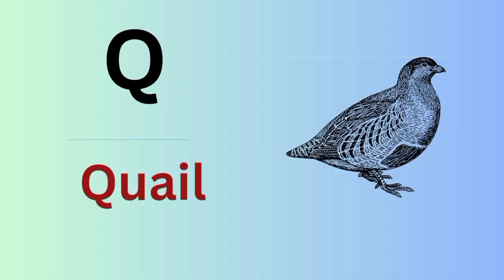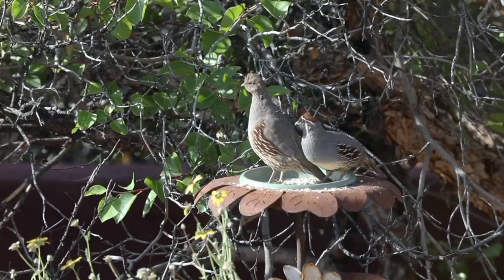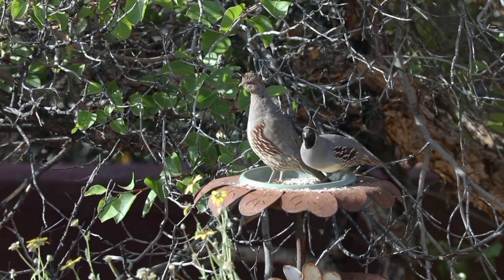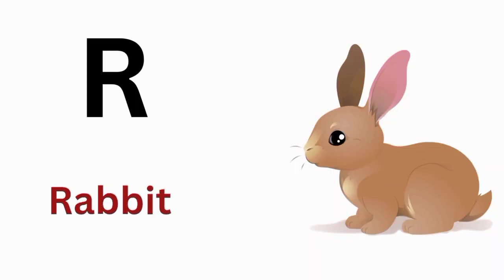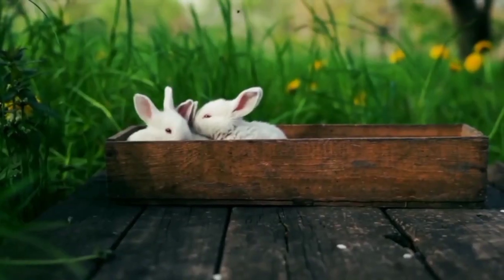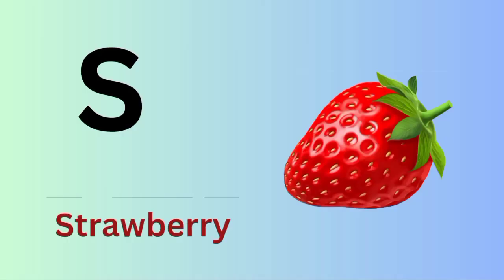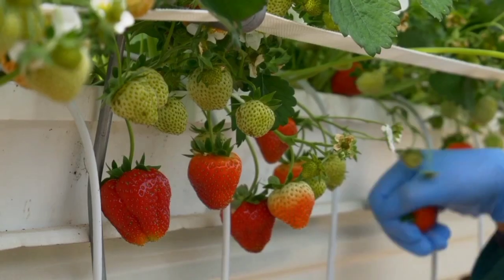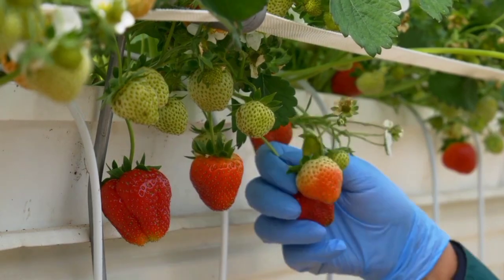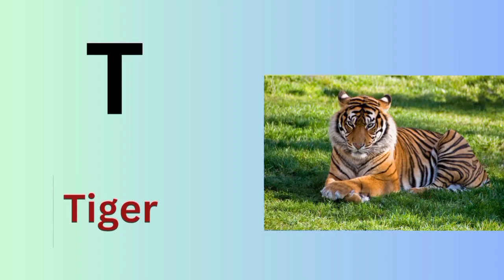Q for coil. R for rabbit. S for strawberry. T for tiger.